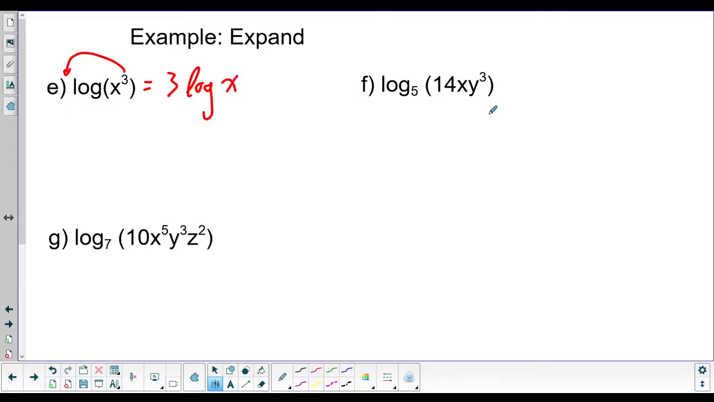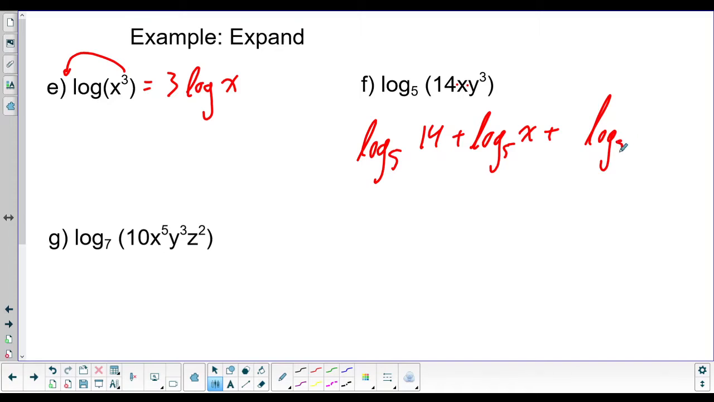Cool. How about f? Here, there's two things we can do. Because the 14 is multiplying to the x and is multiplying to the y to the third power, we can separate this using our product rule. So we're going to have log base 5 of 14 plus log base 5 of x plus log base 5 of y to the third power. Only the y gets the third power because this 3 is inside the parentheses and it's only on the y.